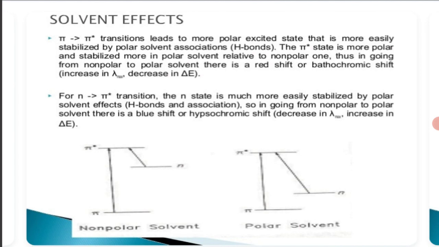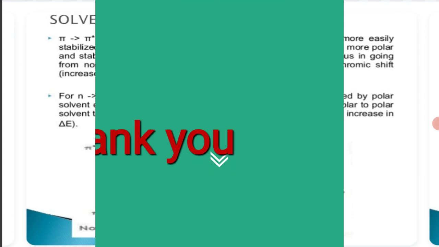For n to pi star transition, the ground state is much more easily stabilized by polar solvent effect. So, in going from non-polar to polar solvent, there is a blue shift, and blue shift is also called hypsochromic shift. It will decrease the lambda max value and increase the delta nu value. We can see in this figure non-polar solvent and polar solvent. This is the effect of solvent on types of electronic transition. Thank you.